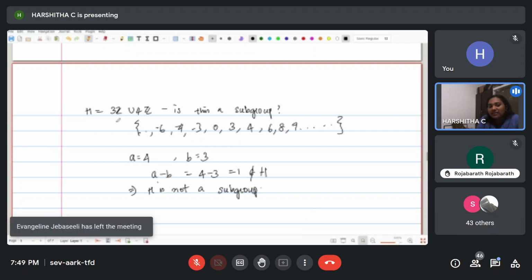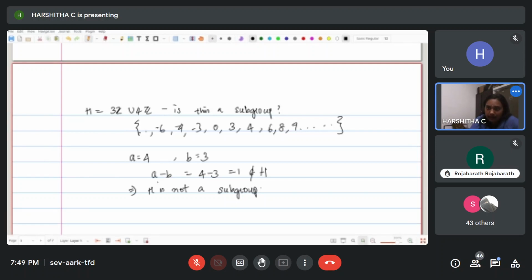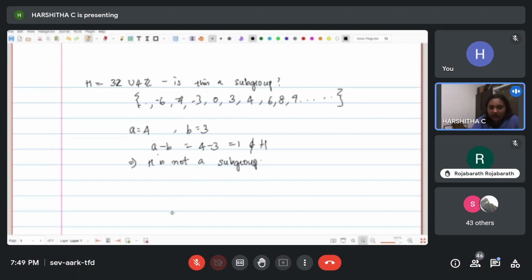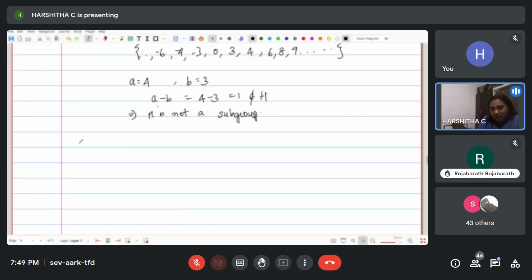So here you have an example of two subsets which are subgroups, but their union is not a subgroup. So the conclusion is that the union of subgroups need not be a subgroup.